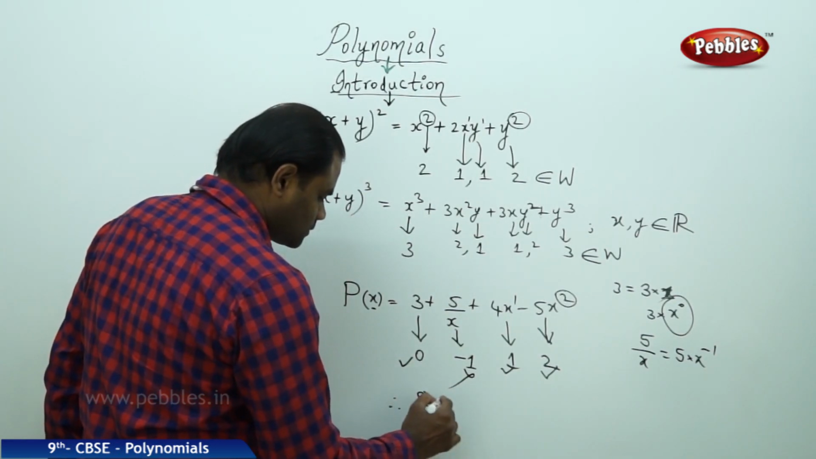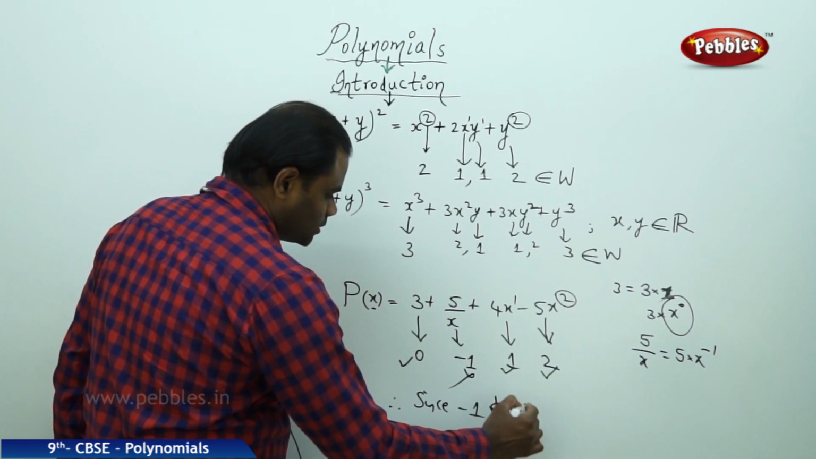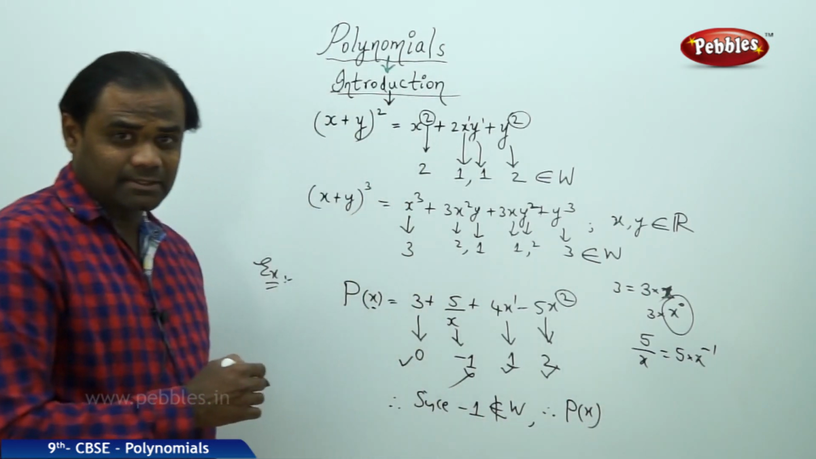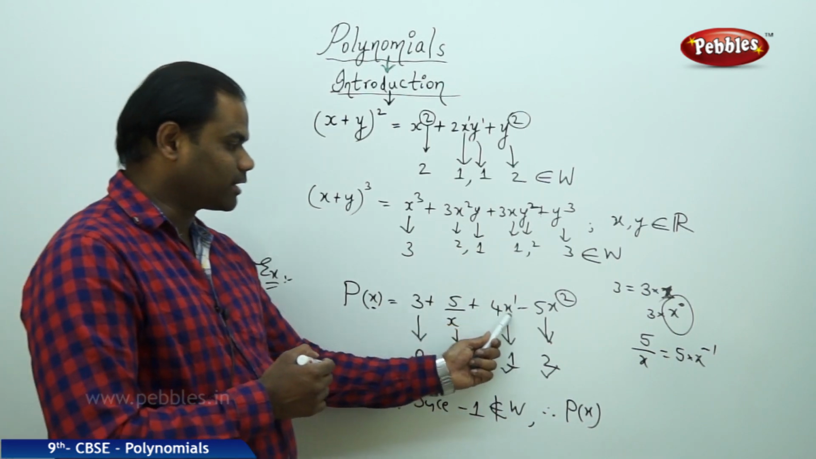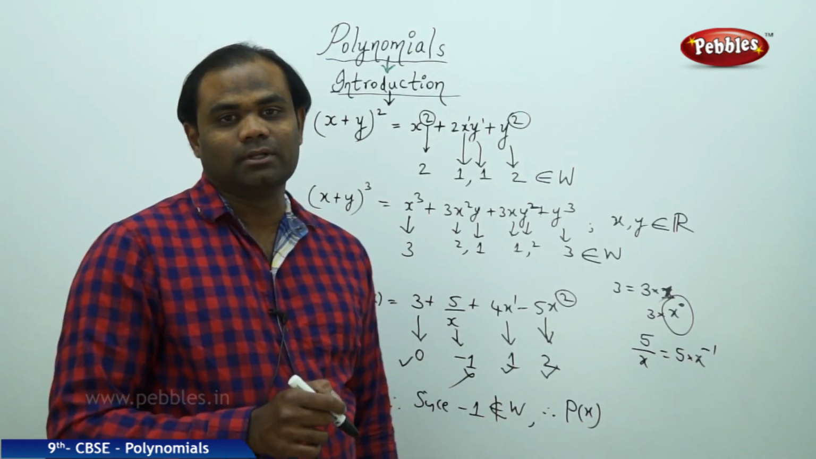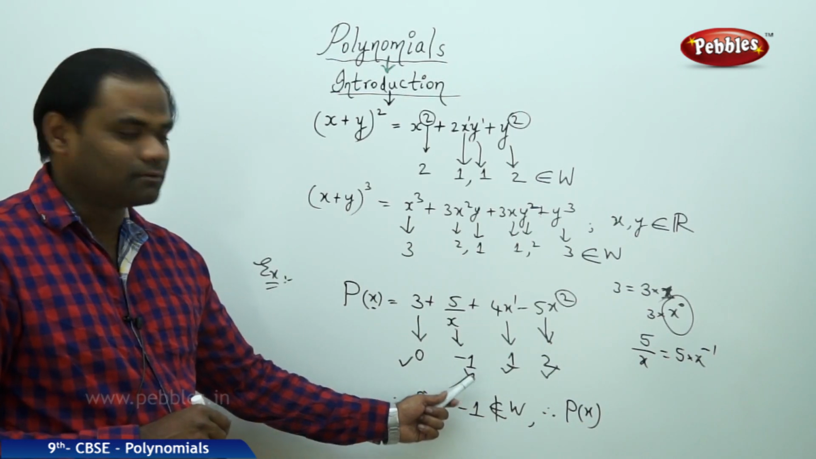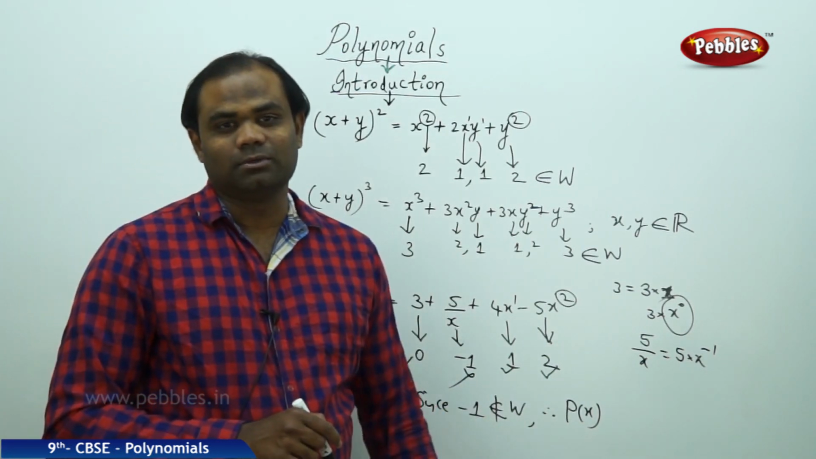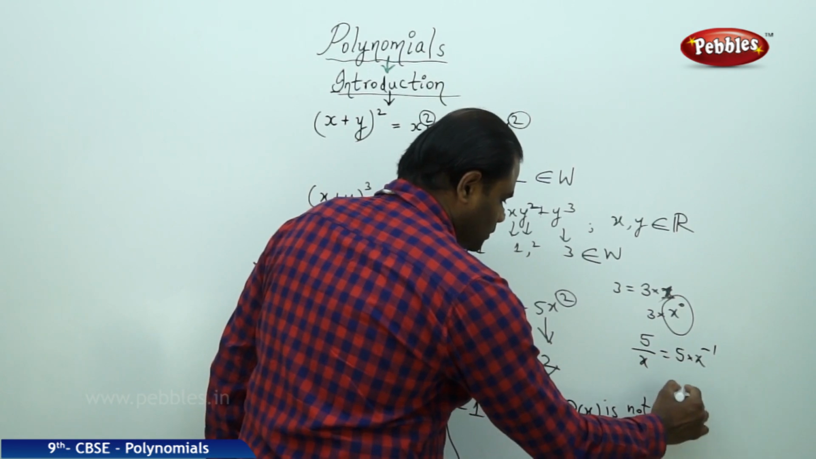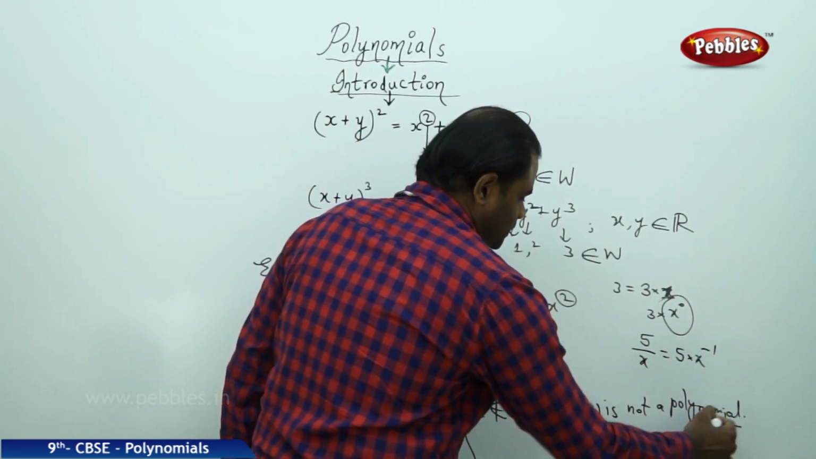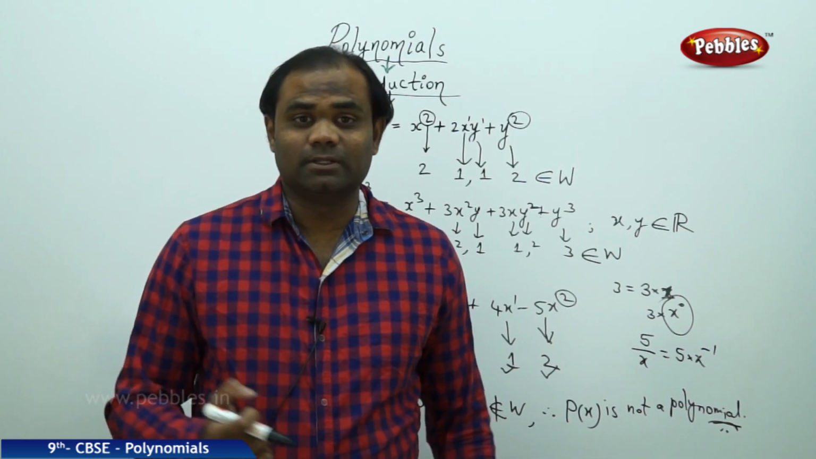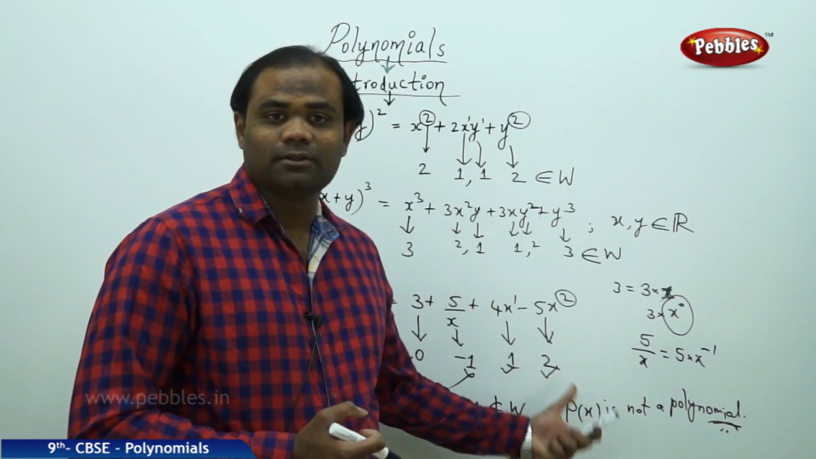Therefore, since minus 1 does not belong to W, the expression P of x, given to be 3 plus 5 over x plus 4x minus 5x squared, denoted by P of x, is not a polynomial. It fails to be a polynomial because one of its powers of x does not belong to W, the whole numbers. Therefore, P of x is not a polynomial. This is how I identify the definition of a polynomial from the powers of the variables, in this case, x being the variable.